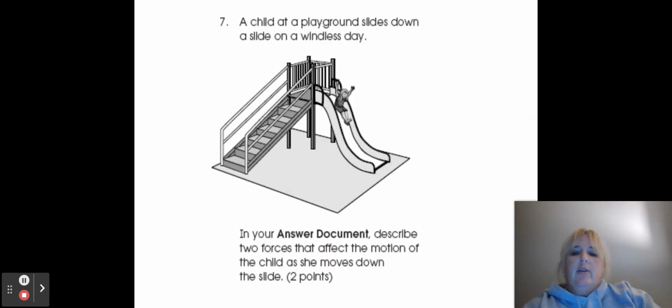Let's look at this one. A child at a playground slides down a slide on a windless day. So there's no wind here. On your paper, describe 2 forces that affect the motion of the child as she moves down the slide. So you have to think about what forces might act on the child.